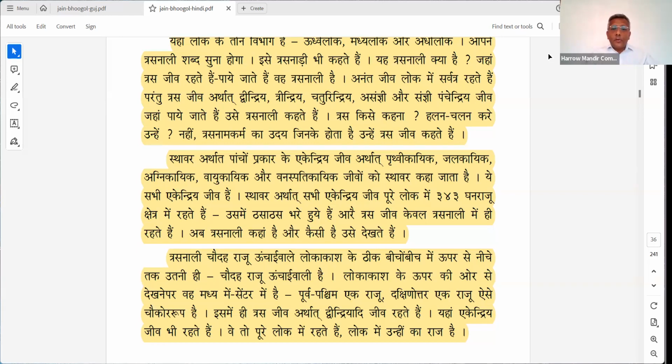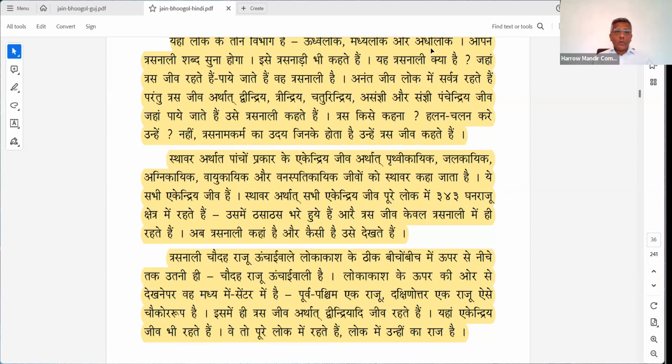So this is the third lecture of Jain geography. So we are still looking at the general details about the cosmos, and then we'll talk about the Madhya Lok.